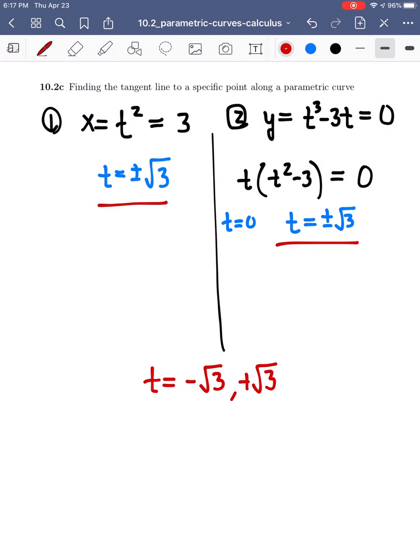Well, t equals 0 lands us at y equals 0, but t equals 0 does not land us at x equals 3, so we can just throw that point away. So now what we need to do is just plug these t values into our slope, and then we can get the two equations of the tangent lines we care about.